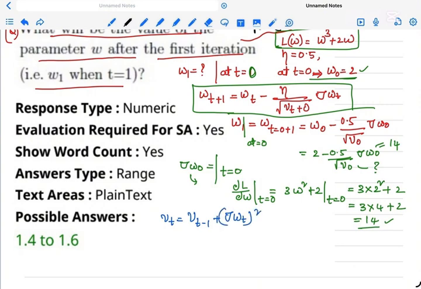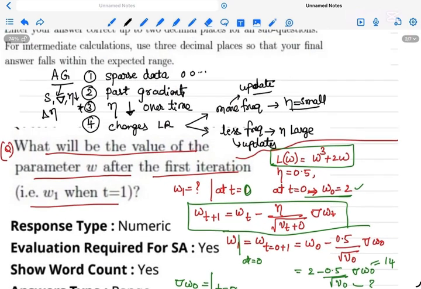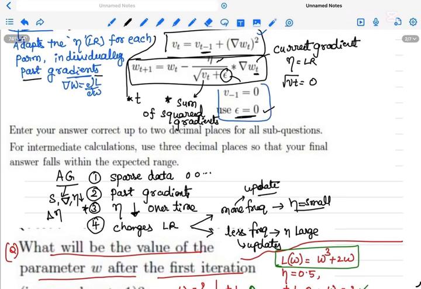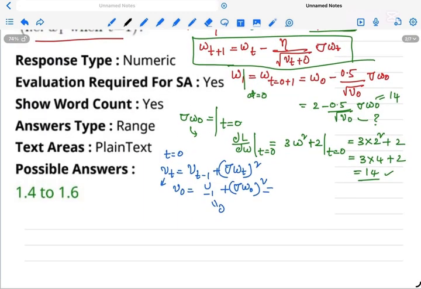We want V naught, that is at t equals 0. V naught equals V minus 1 plus delta W naught whole square. V minus 1 equals 0. So in these values, V minus 1 is 0, delta W naught whole square, so V naught equals 14 square. Its value is 196. 14 square is 196.